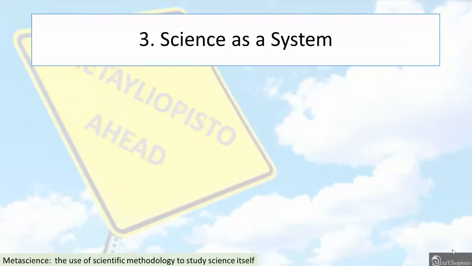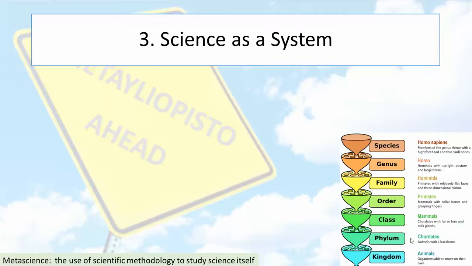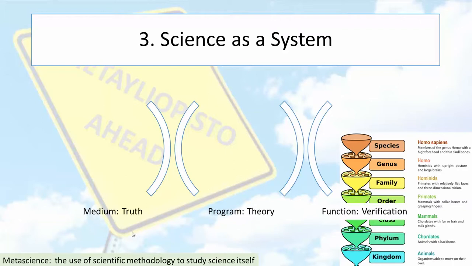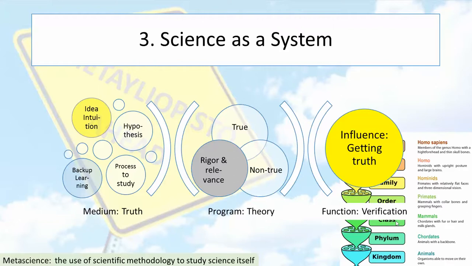Then science is also a system. This is the third. There is one example of a scientific implementation. What is science? The medium is truth, the program is theory, and the function is verification. And it's the same here. We have influence, getting truth, and something very new and relevant: rigorous information, which is true, not untrue.